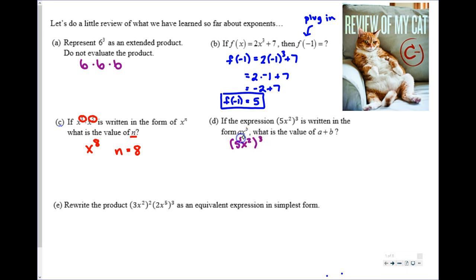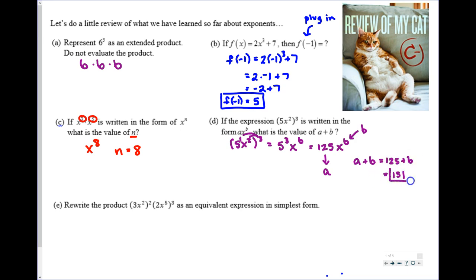I'm going to put my little 1 in front of the 5 and then distribute. So I get 5 to the third power, x to the sixth power. 5 to the third power is 125, x to the sixth power. So now I know that 125 is my a and 6 is my b. So that means that a plus b is going to be 125 plus 6, so it equals 131.